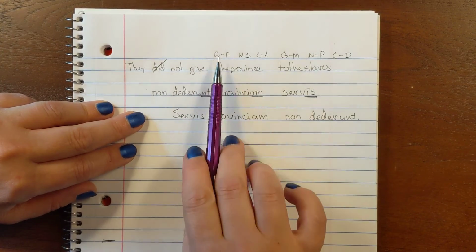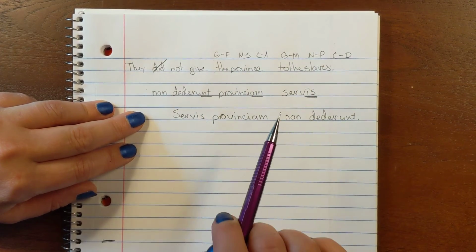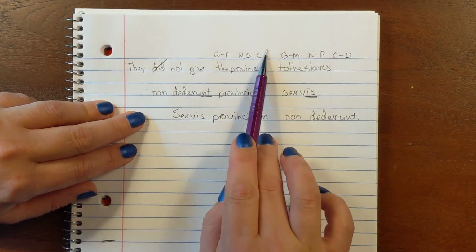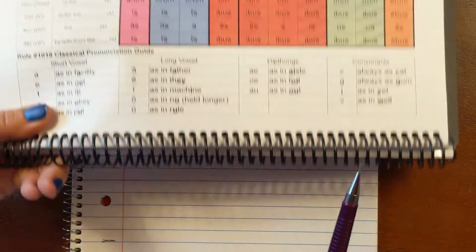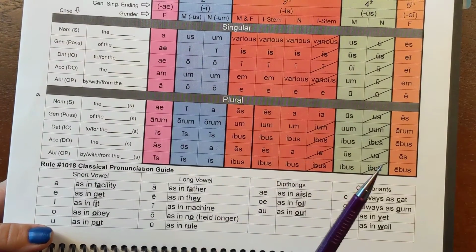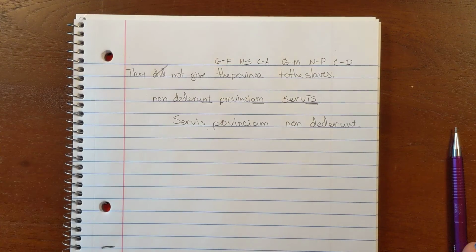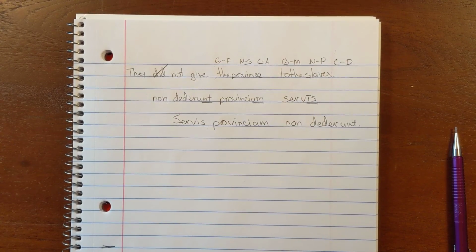So there we go. We used our GNC to answer our gender, number, case. And once we had those answers, we literally just looked it up on the chart and picked our ending. So it's not too bad. Hopefully it will continue to be not too bad as the Latin gets harder. And I hope this is able to be helpful to you.